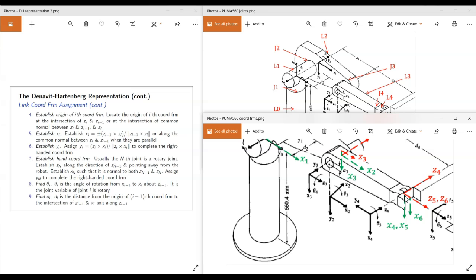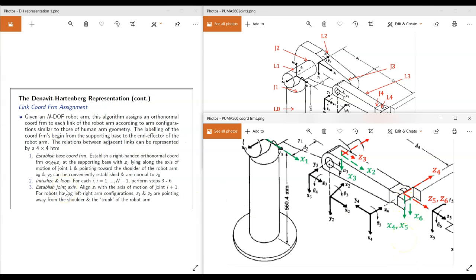So the origin of coordinate frame 5 is the intersection between Z4 and Z5, at this point, right? And X5 is the cross product between Z4 and Z5. You take the cross product between Z4 and Z5, we have X5 this way. Right? This is our X5. So if we briefly look at step number 2, we have to do that up to n-1, up to i equals 5, right? So we have established coordinate frame 5.